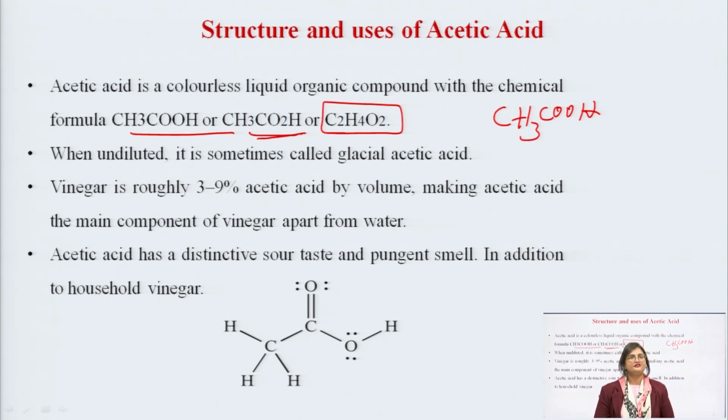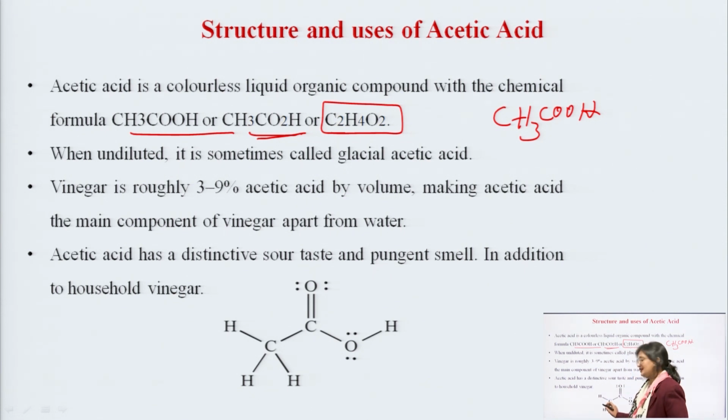Vinegar is roughly 3 to 9% acetic acid. Vinegar is a very common household item which is used in the kitchen, mostly in Chinese cuisine. This vinegar is roughly 3 to 9% acetic acid by volume, making acetic acid the main component of vinegar apart from water. Acetic acid has a distinctive sour taste and a pungent smell in addition to household vinegar.